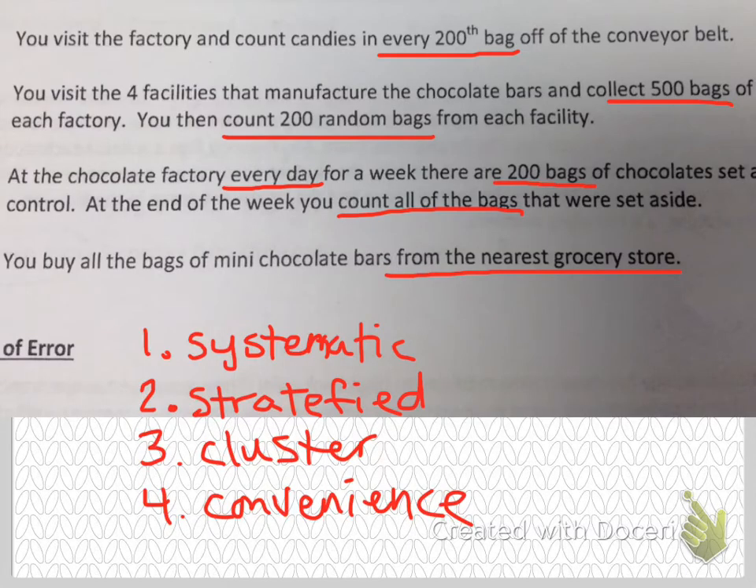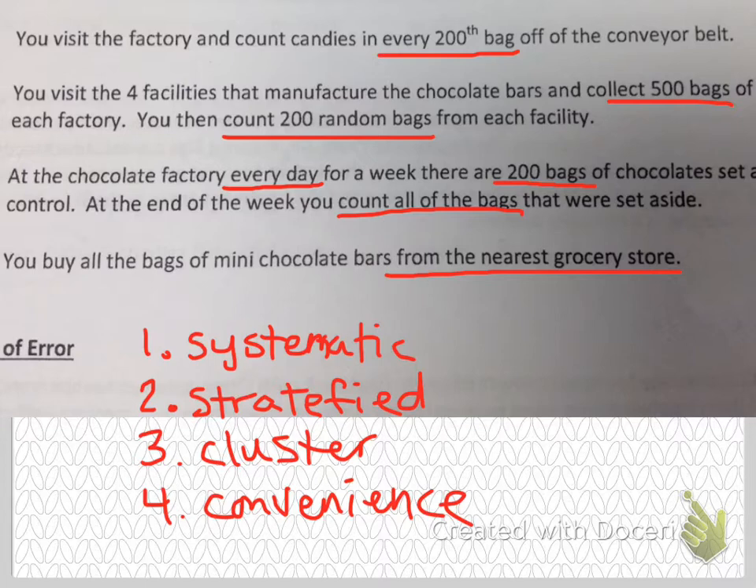Alright, did you get the right answers? Number 1 should be a systematic sampling. One of the key words in the first problem is that every 200th bag on the conveyor belt is being chosen. So that is systematic. That's where we had a list and we chose a specific number, like of things off the list. So things coming off of a conveyor belt, if you choose every 200th, that is a systematic sample.